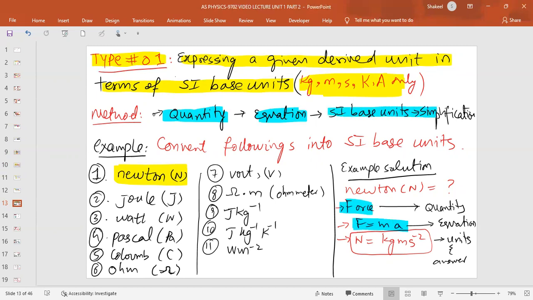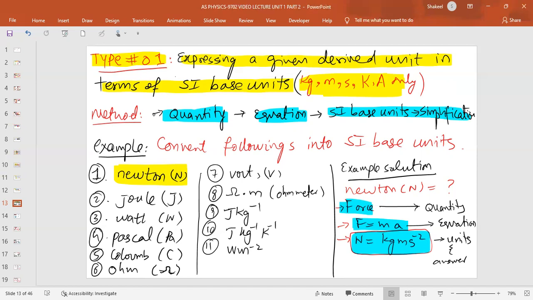Then you have to look for SI base units. What is the SI base unit of mass? It is kilogram. What is the SI base unit of acceleration? It is meter per second square. And then you need to simplify. If simplification is required, then you will simplify it. If not required, that is your answer. So Newton is the derived unit of force, and that is equivalent to kilogram meter per second square. That is your answer.